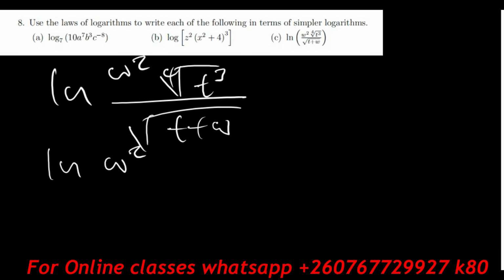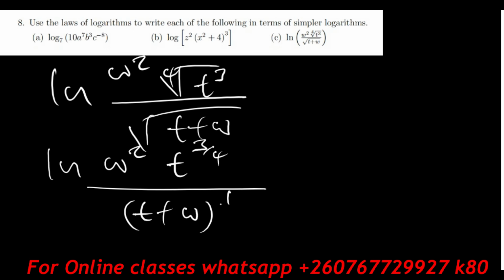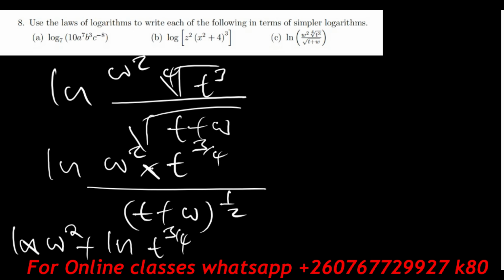So in this case, I'm going to have t raised to the power 3 over 4 divided by t plus w. Since that is just the square root, it's going to be to the power half. Now I can see clearly this is going to give me ln w to the power 2 plus, because these two are multiplying, again ln t to the power 3 over 4. Then the down part is going to be minus ln (t plus w) to the power 1 over 2, because there is division here, so it's going to carry a negative.